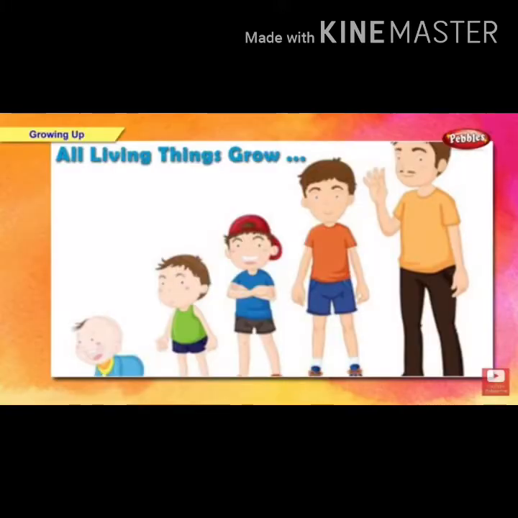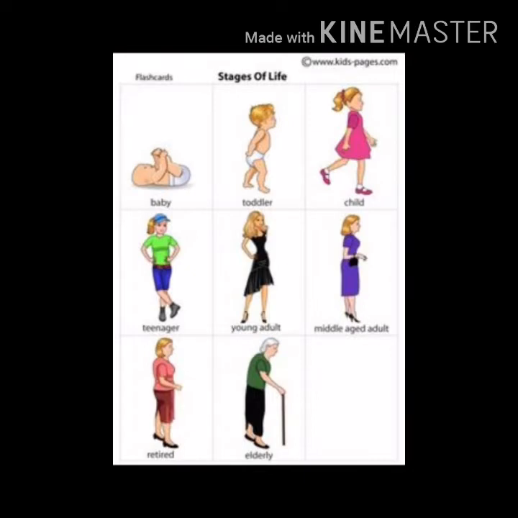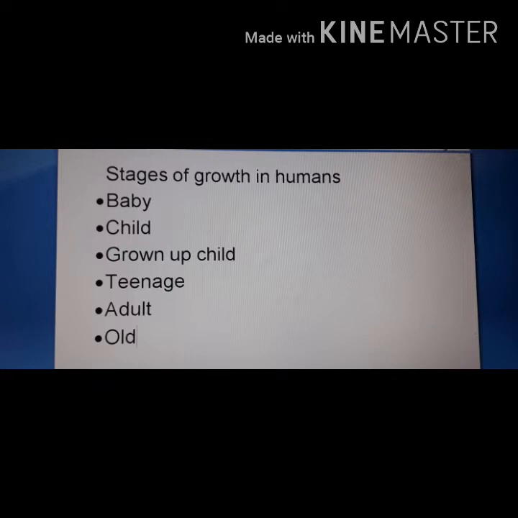Let's learn growth in human beings. A human baby grows into an adult human being. Human beings grow bigger, taller with age and develop into adults. This is known as growth. The process of growth is slow. There are different stages of growth in human beings. They are baby, child, grown up child, teenage, adult, and old.